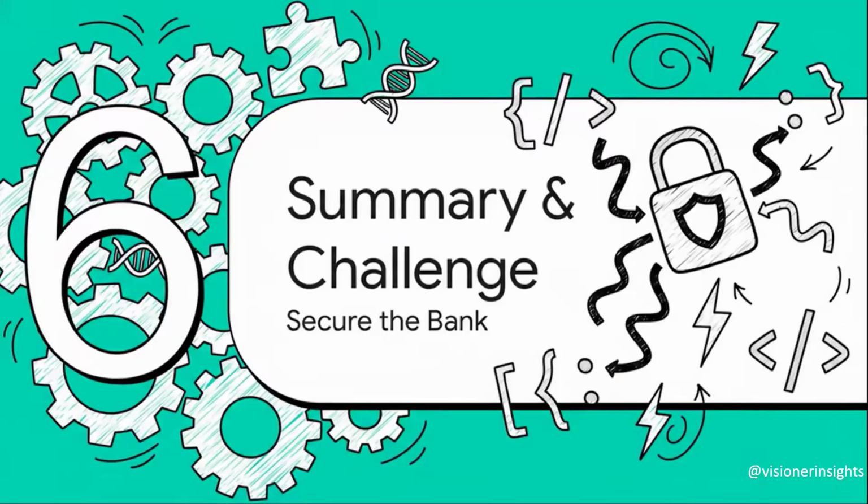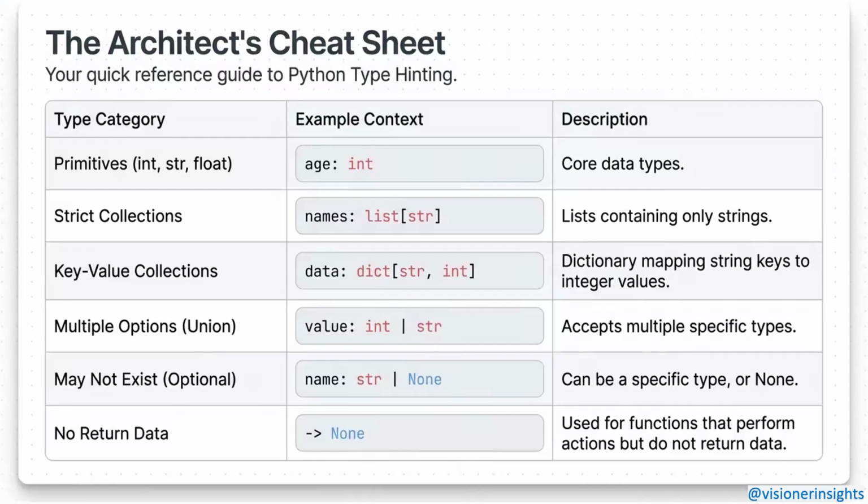All right, Section 6, Summary and Capstone Challenge. Let's lock this in. Think of this as your architect's cheat sheet. You bring discipline to your primitives with basic types like int. You define strict collections like lists of strings. You handle key value pairs with dictionaries, and you explicitly map out uncertainty using that awesome pipe operator for multiple options or missing values. Definitely keep this mental map handy whenever you sit down to code.